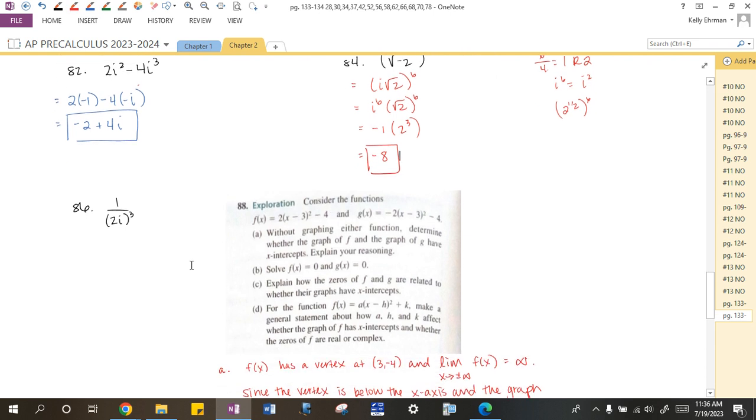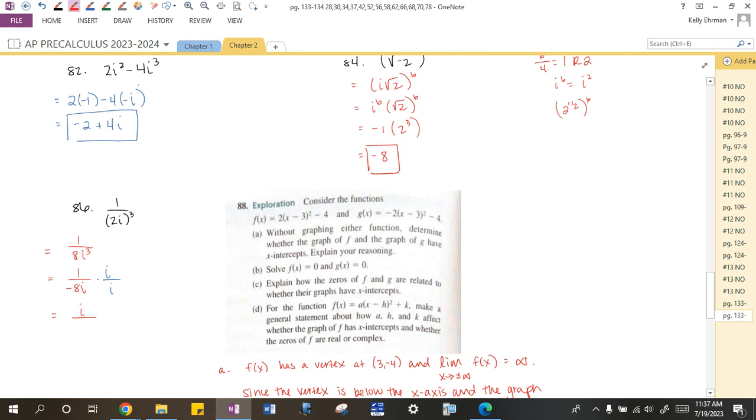Okay, and 86. Let's cube things first. Again, we have to raise to the power before we rationalize. 1 over 2 to the 3rd is 8i to the 3rd. Simplify that. 1 over -8i. Rationalize by multiplying by i over i.